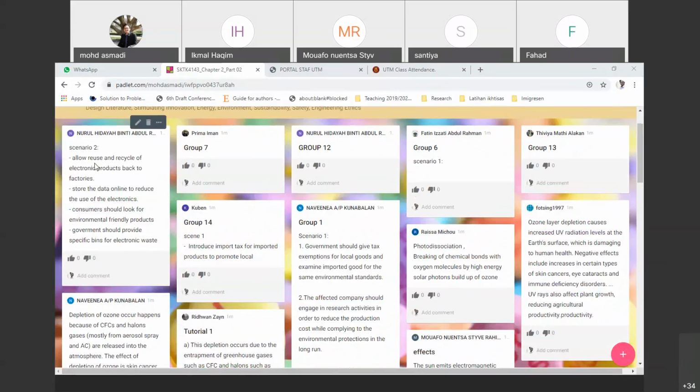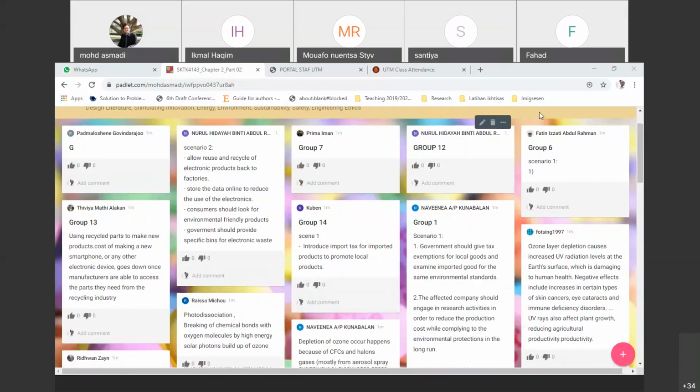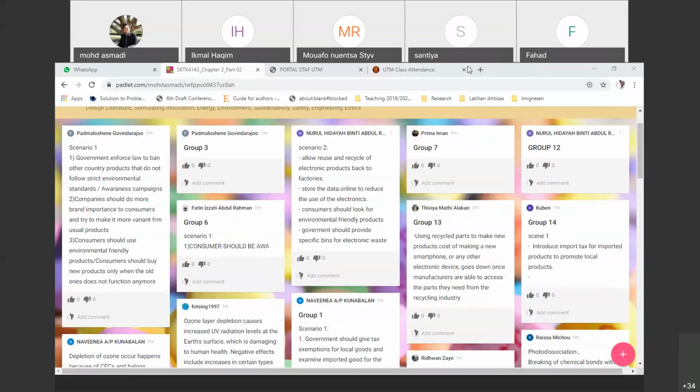Scenario 2, allow reuse and recycle of electronic products. Okay, good.